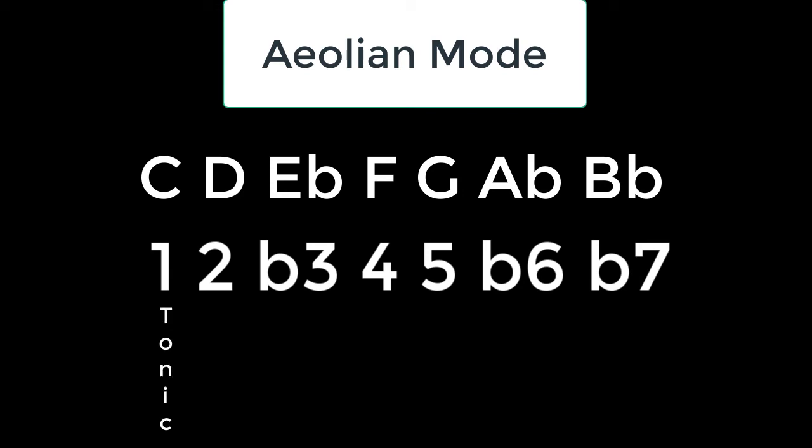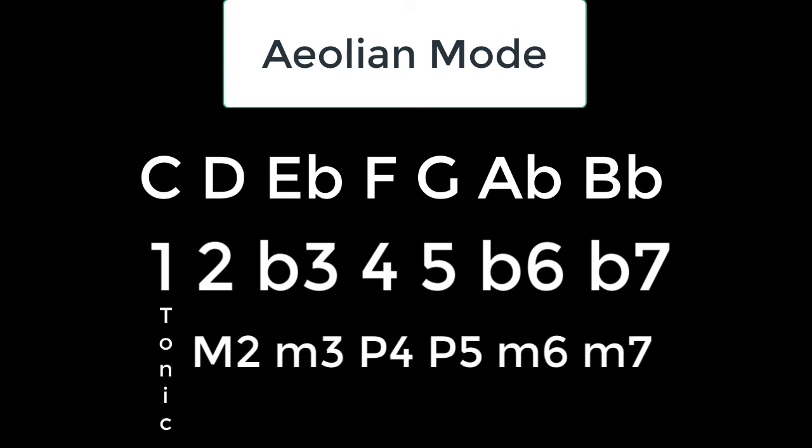Each interval sounds like a D, which is a major second, an E flat, which is a minor third, an F, which is a perfect fourth, a G, which is a perfect fifth, an A flat, which is a minor sixth, and a B flat, which is a minor seventh.